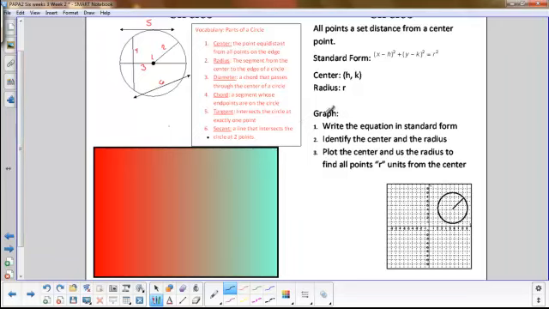When you're graphing a circle, make sure that you write the equation in its standard form in order to identify the center and radius. Plot the center, use the radius to find all points r from the center.